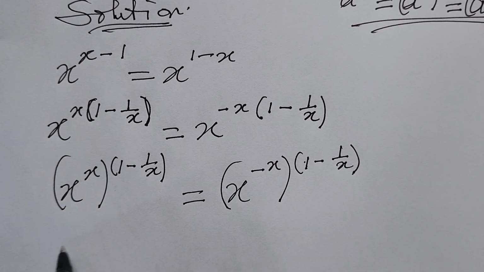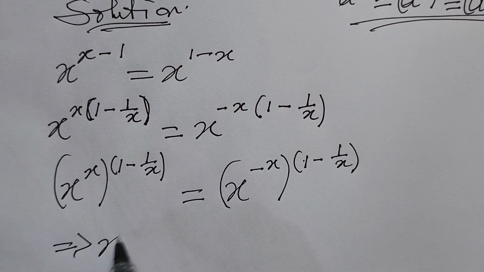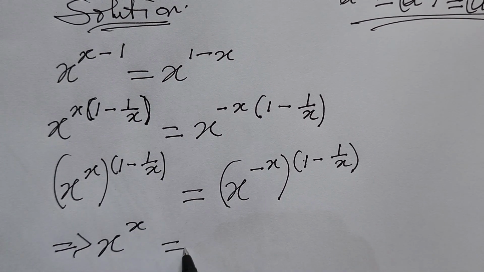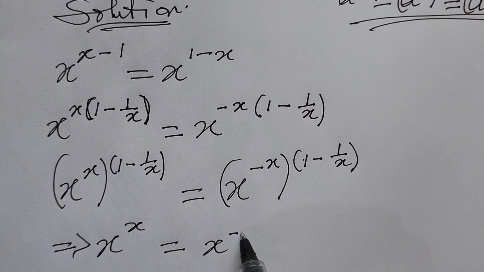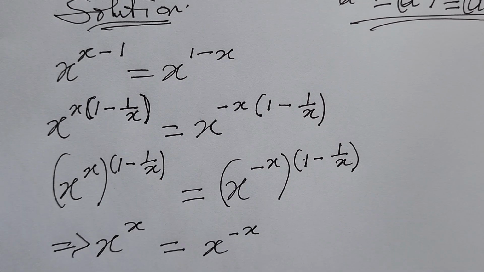So this now implies x to the power of x is equal to x to the power of minus x. Again, if you look at the bases, you discover that these are the same. So can we just equate the bases? Again, if we do that, then we are going to get only one root to this solution. But the aim of this is to make sure that we get two roots that will satisfy this equation.